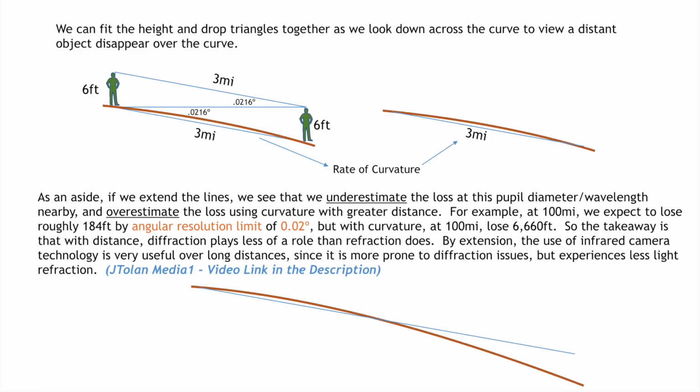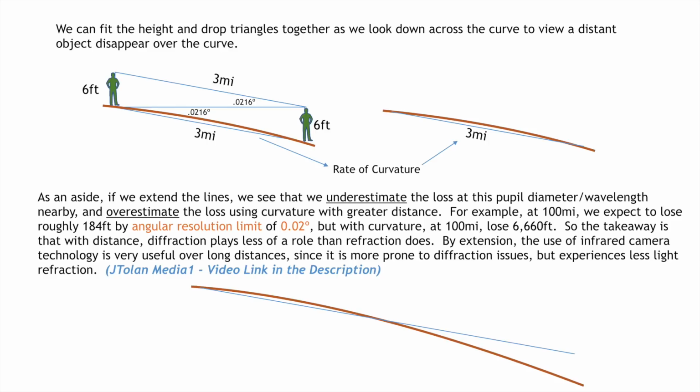And you can then use those triangles together to get your rate of curvature for a 6-foot person observing someone go over the curve. So as an aside, if we extend the lines, you can see that we underestimate the loss at this pupil diameter and wavelength nearby and overestimate the loss using curvature with greater distance. So again, if I assume a curve now that this green person essentially is walking over a curve, you see that the lines don't really match up between the triangle.